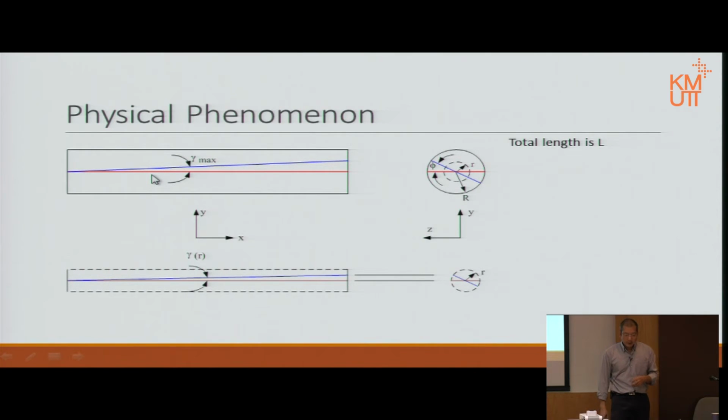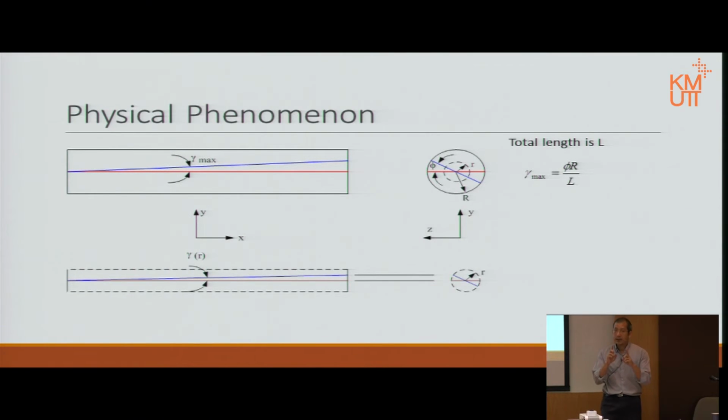Now, if we want to relate these two, let's say the total length from this point to this point is L. Okay? Then gamma max will be phi times the total radius, which in this case I call R, phi times R, that gap, meaning that distance, and then divided by total length.